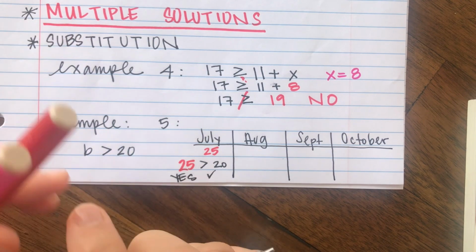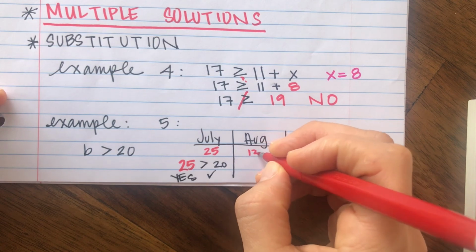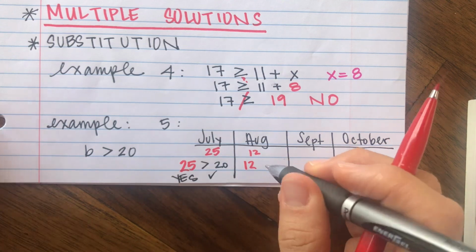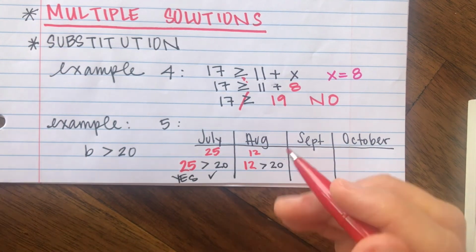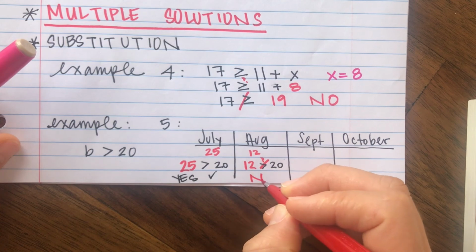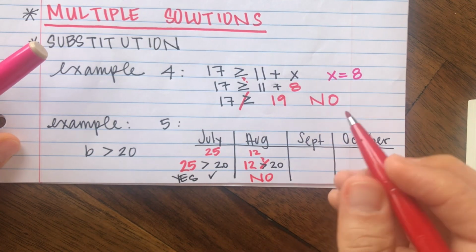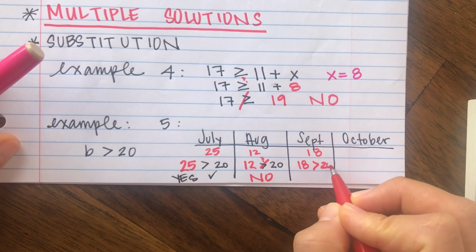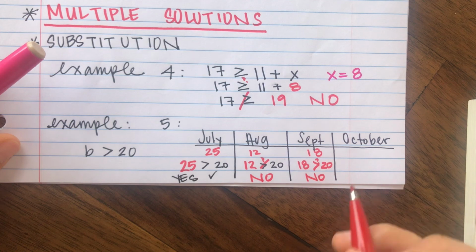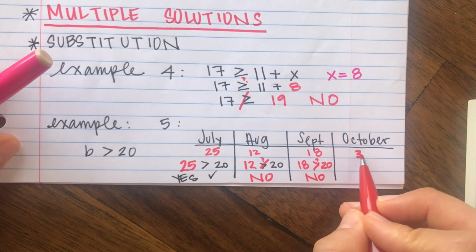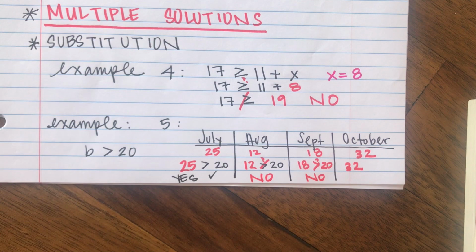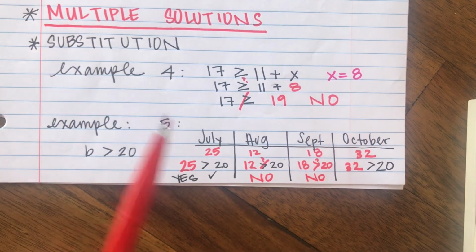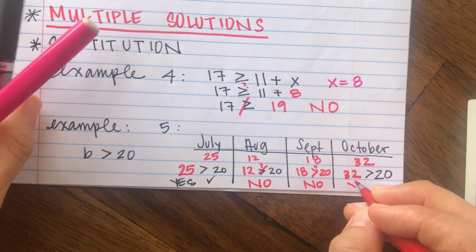In the month of August, she sold 12. And remember, since B has to be greater than 20, 12, is that greater than 20? No, it is not. Nope, so my answer here is no. In September, she sold 18. That's going to be a no, because 18 is not greater than 20. And then in October, she sold 32. I have here 32. 32 we do know is greater than 20. So in October, that was a yes.